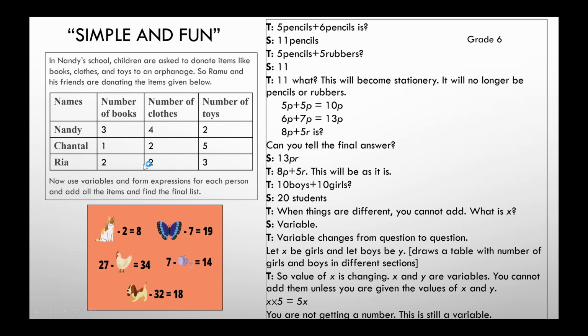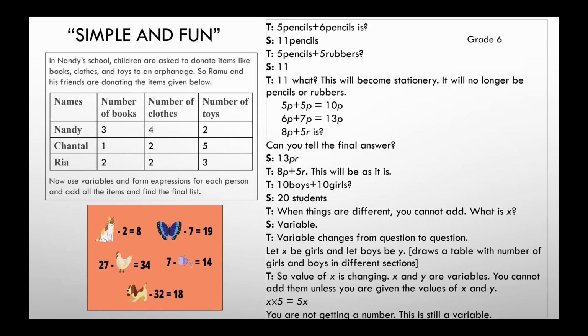This table on the left is immediately about children donating books, clothes, and toys. 6p plus 7p is 13p. But what is 8 pencils and 5 rubbers? Can you tell the final answer? And children say yes, 13pr. And the teacher goes on to say that 8p plus 5r will be as it is. Now she has sort of relinquished her desire to explain. 10 boys plus 10 girls, 20 students.